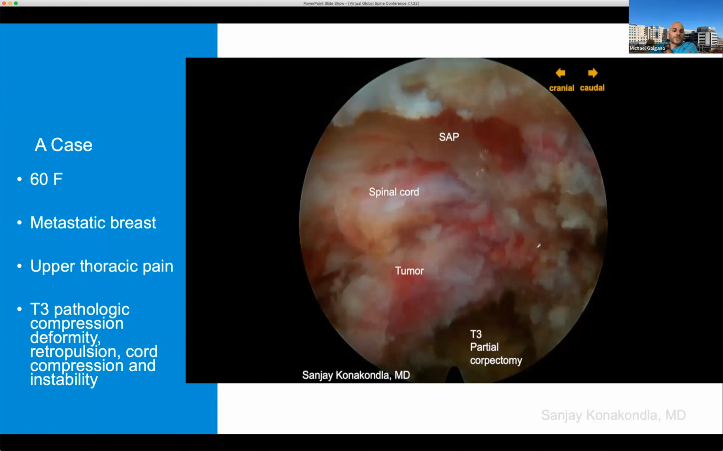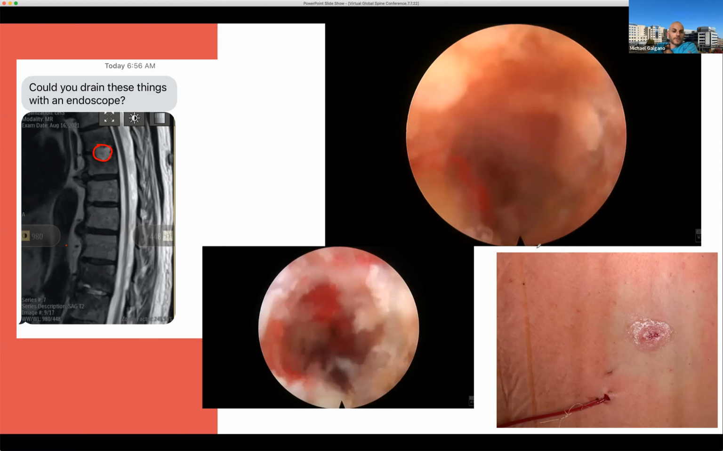Sanjay, another question from the chat box. Sure. Dr. Barachek again was asking about the pressure of the inflow in thoracic cases and how it compares to your lumbar cases. I think he's talking in reference to the irrigation.